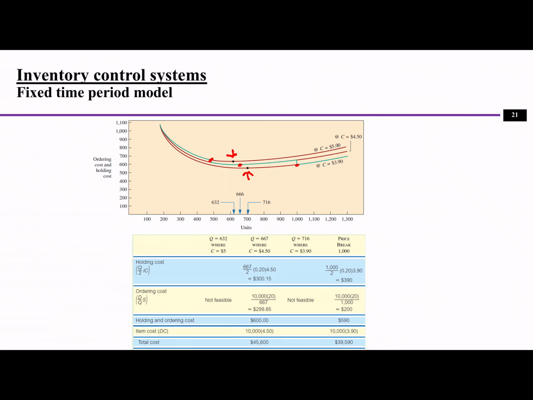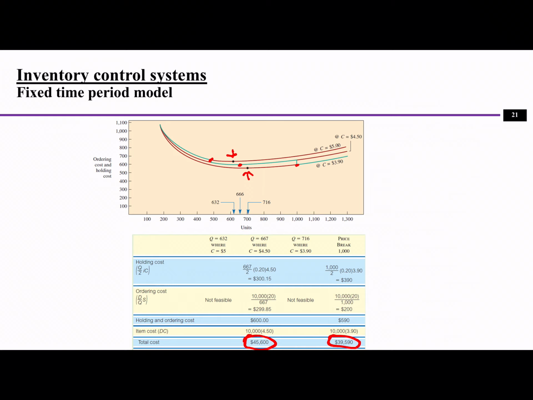So we compare those 3 annual costs, and we calculate how much they are. After we calculate that, we can find out the total annual cost for 667 or 666, it's this cost, and the total annual cost for 1,000 is this cost. So you can see that if we order 1,000, it actually results in less total annual cost. So in this case, we order 1,000. This is how we deal with price break problems.